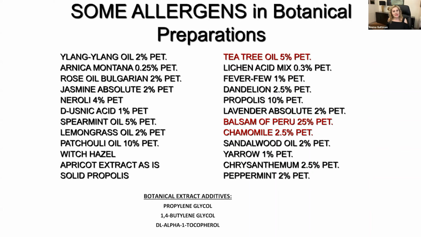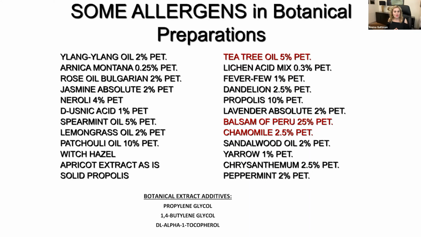Now, studies done in botanical preparations found multiple of these botanical preparations to be those that patients become allergic to. I want to point out a few, but you see the whole list here. Tea tree oil, right? Many patients think, oh, this is great to use tea tree oil, but it's a major allergen. And also some fragrances such as balsam of Peru or lavender, chamomile, and many others.